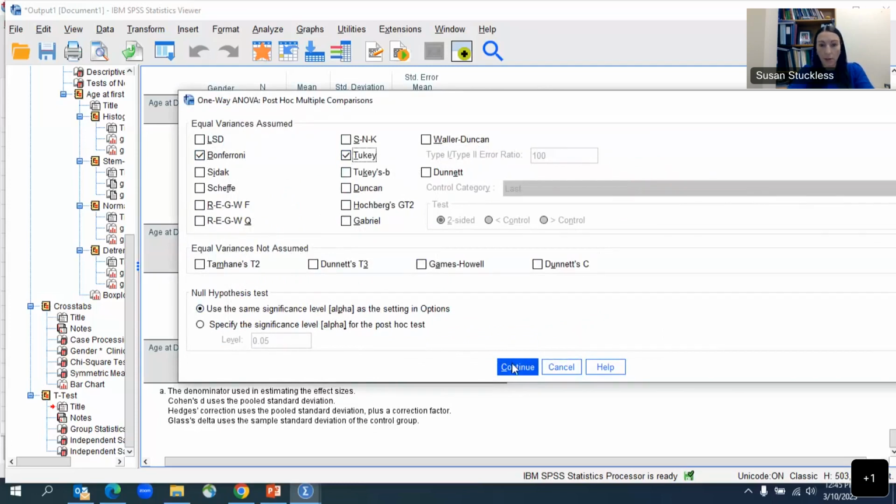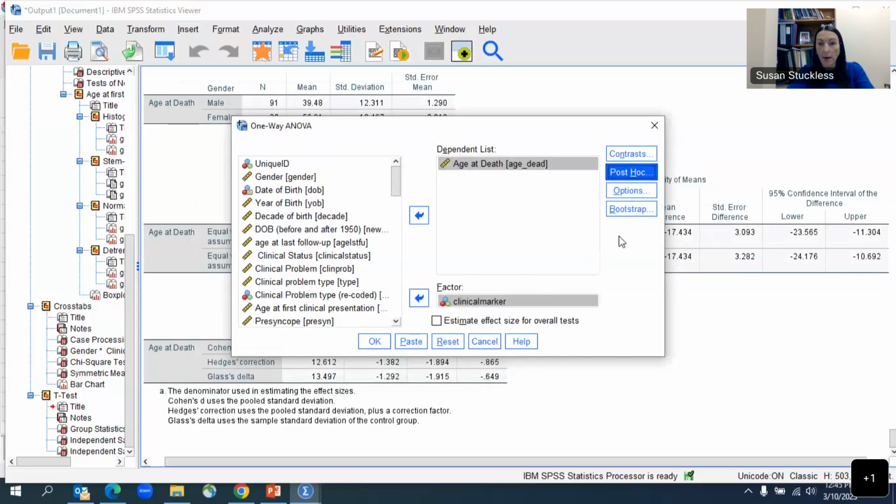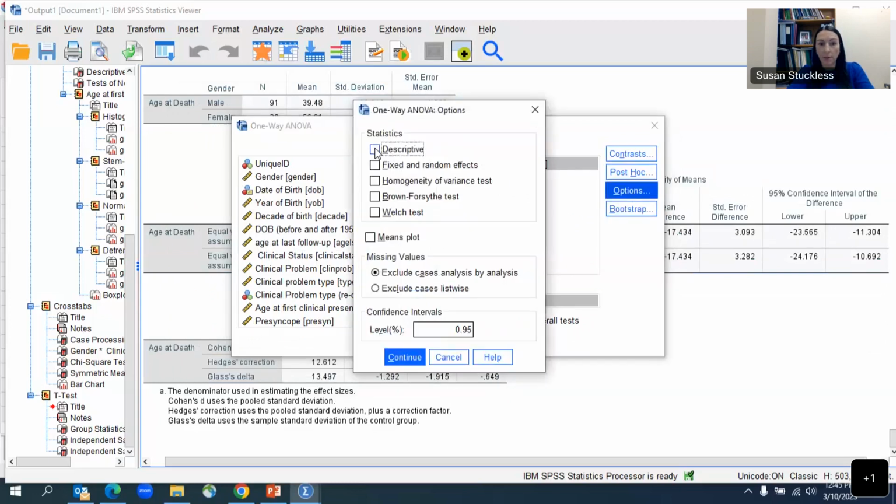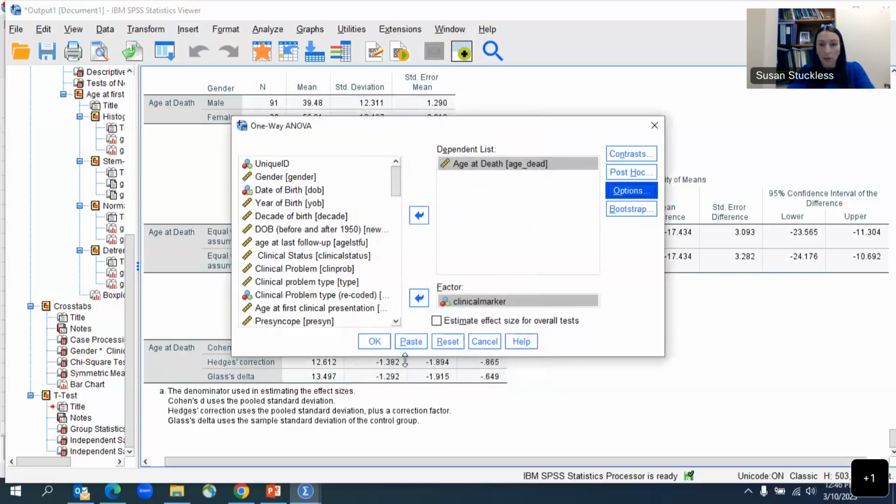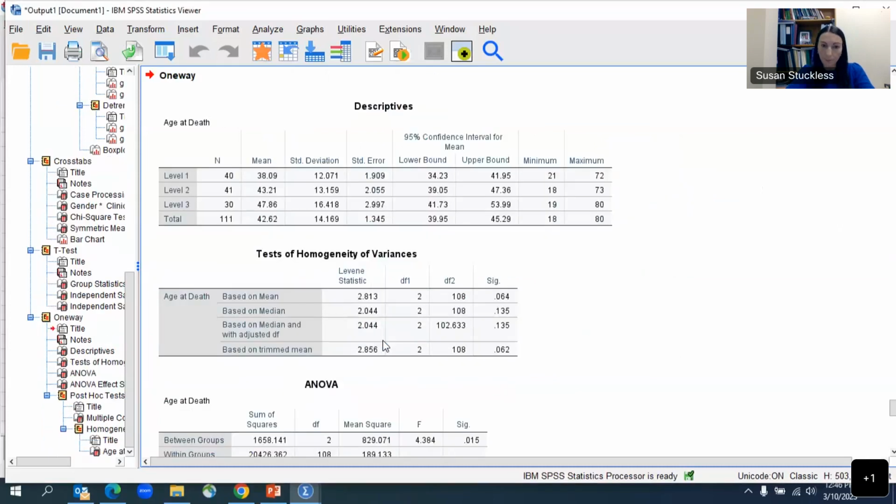I'm going to continue. Under options, I'm going to get some descriptive statistics, and I'm going to do the homogeneity of variance test, which is the Levene's, the same as what was mentioned for the t-test. I'm going to continue and estimate effect size for overall tests. I'm going to tick that off. I think for this, it comes out to be the eta squared for ANOVA. We'd already typed the Cohen's d and the phi and Cramer's V, and now this will be another situation. So I'm going to go okay.